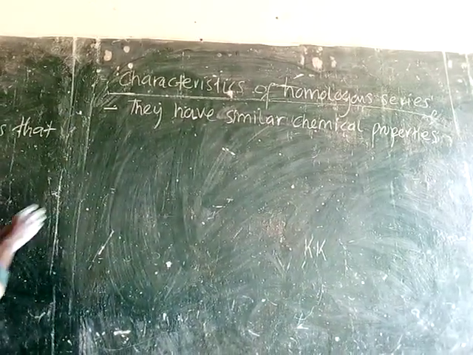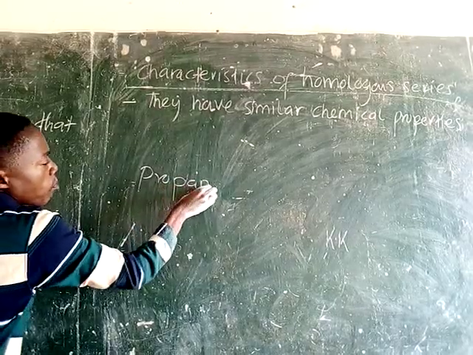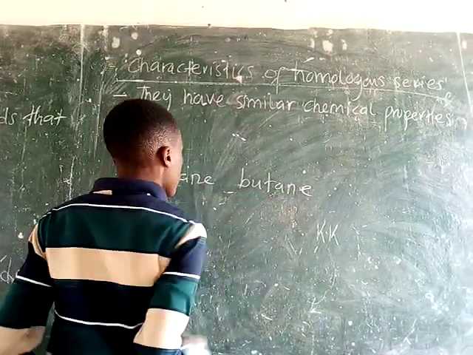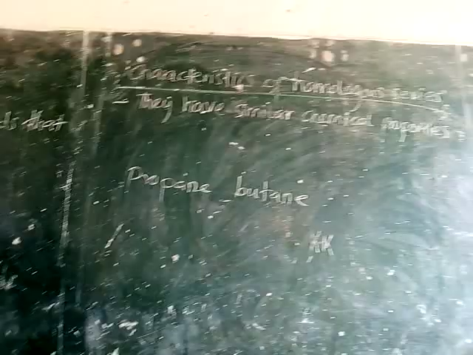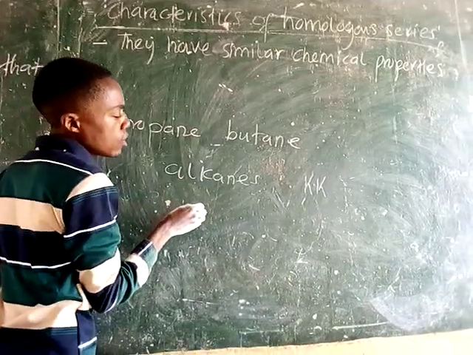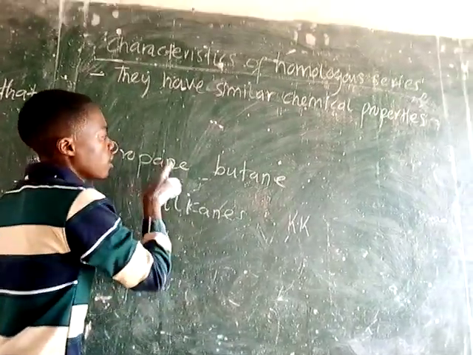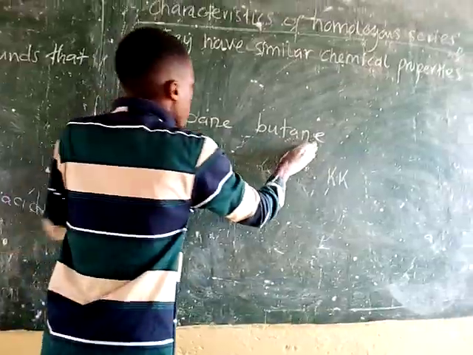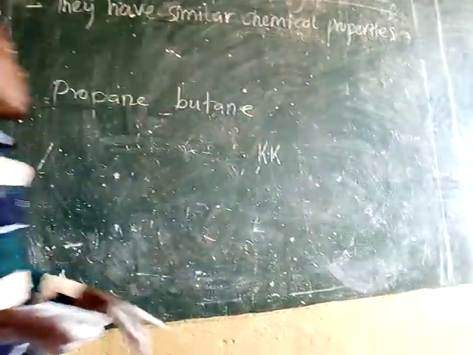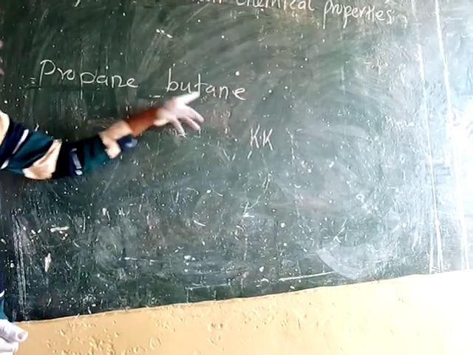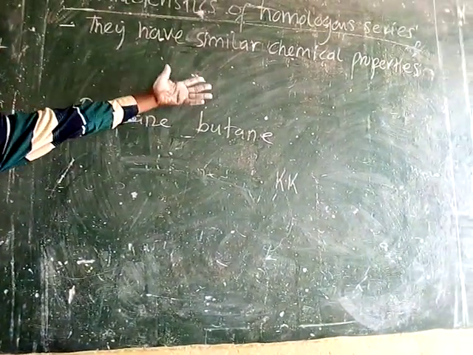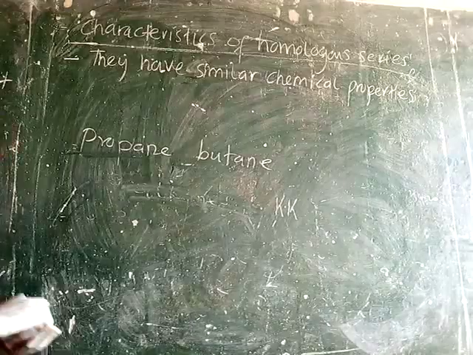So what I mean is, let's consider the two compounds, propane and butane. Propane and butane belong to the same family, which is alkanes. Remember, alkanes, the ending of these compounds is ANE. So since these compounds belong to the same family, we expect them to undergo similar chemical reactions. Both propane and butane undergo combustion to form carbon dioxide and water vapor. They undergo similar chemical properties because they are members of the same homologous series.